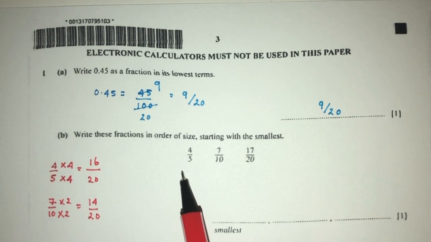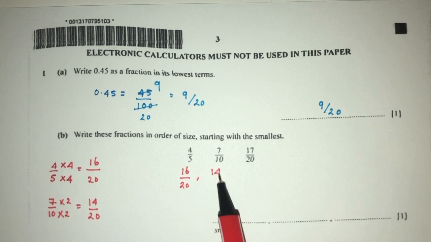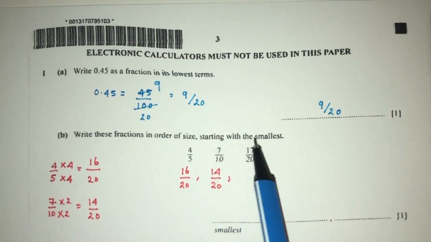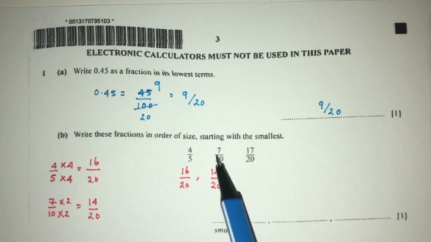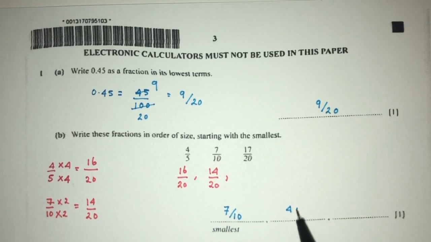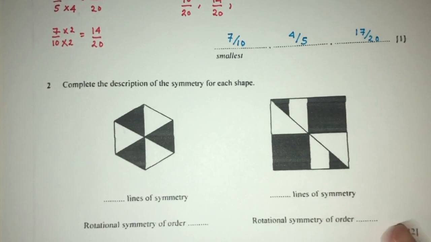Now since everything is over 20, we can compare the numerator directly. Which one is the smallest one? You can see it will be this one, which is 7 over 10. Then we have this one, 4 over 5, and finally we have this one, 17 over 20. That will be question number 1. Let's move on to question number 2.